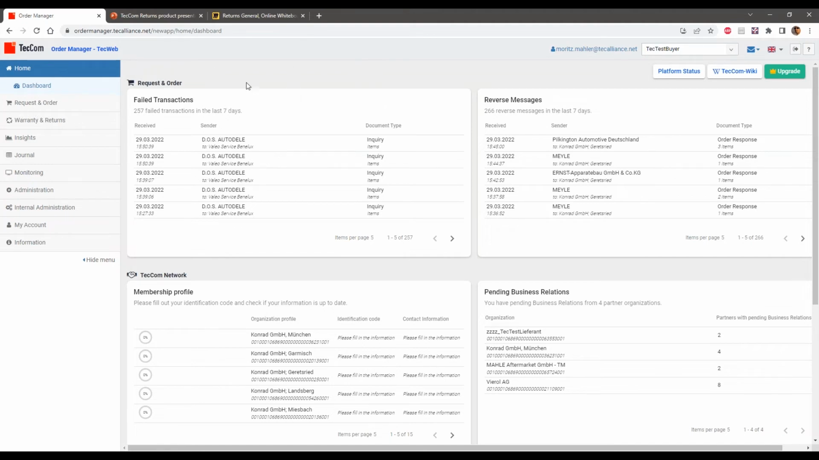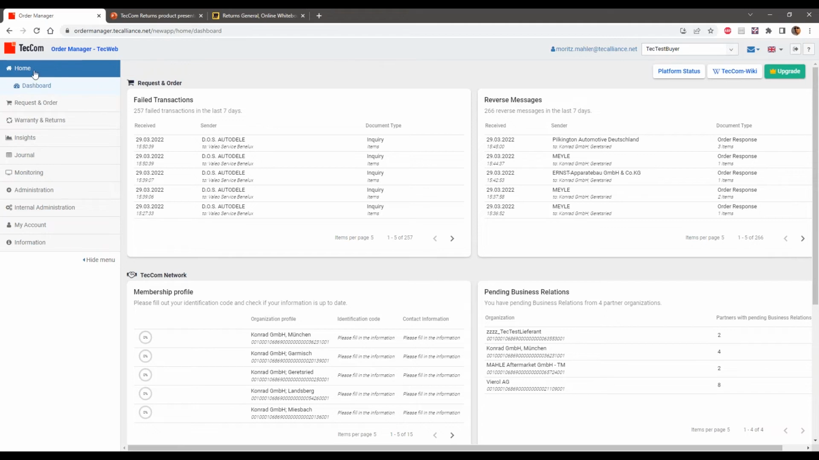If some of you don't know the order manager, but you know TecCom, this is a good sign that you probably work with an ERP integration. We are really known for our SAP integrations and our ERP integrations on the trader side. But keep in mind, this is also here and it's always active. This means you have a login. If you don't have one, go to ordermanager.TecAlliance.net and log yourself in. If you don't know how, the registration process will show you.